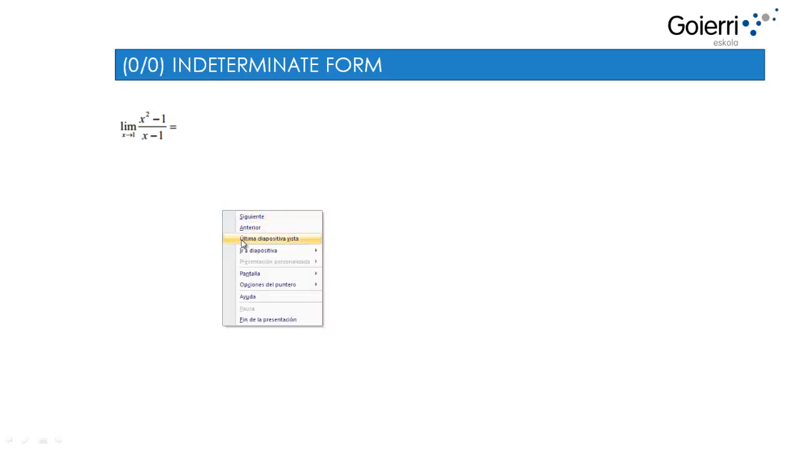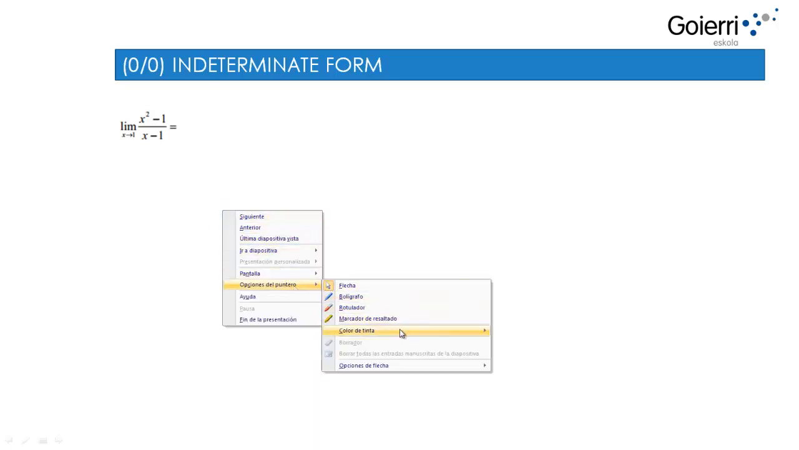So here we have an example. The limit as x approaches 1 of x squared minus 1 divided by x minus 1. As usual, the first step is to plug 1 into the function. So here I get 1 squared minus 1 over 1 minus 1. So this is 0 over 0 indeterminate form.